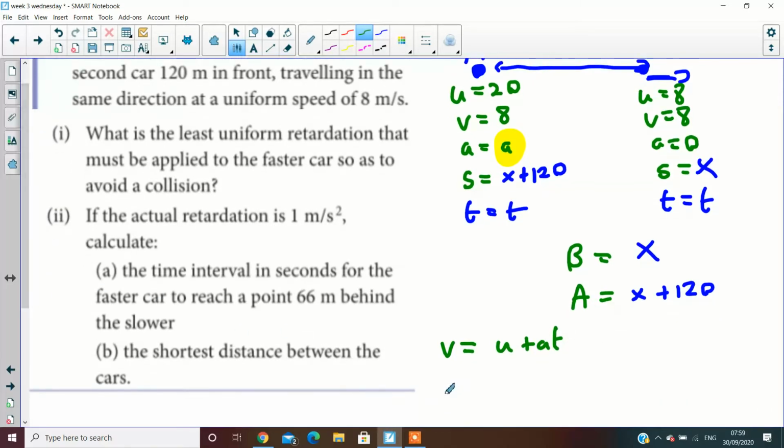So what's the v value? 8. The u value is 20. And then at is just at. That's easy money. Minus 12 equals at. The goal is it wants acceleration. So should I get t in terms of a or a in terms of t?